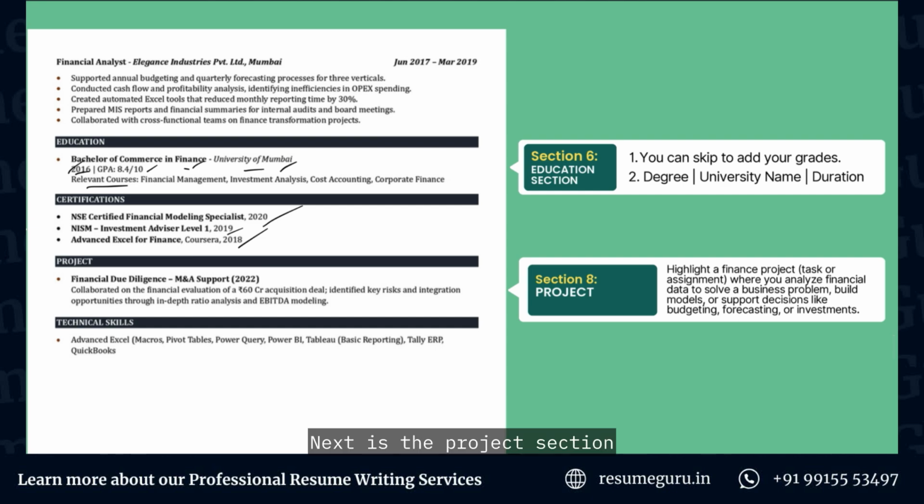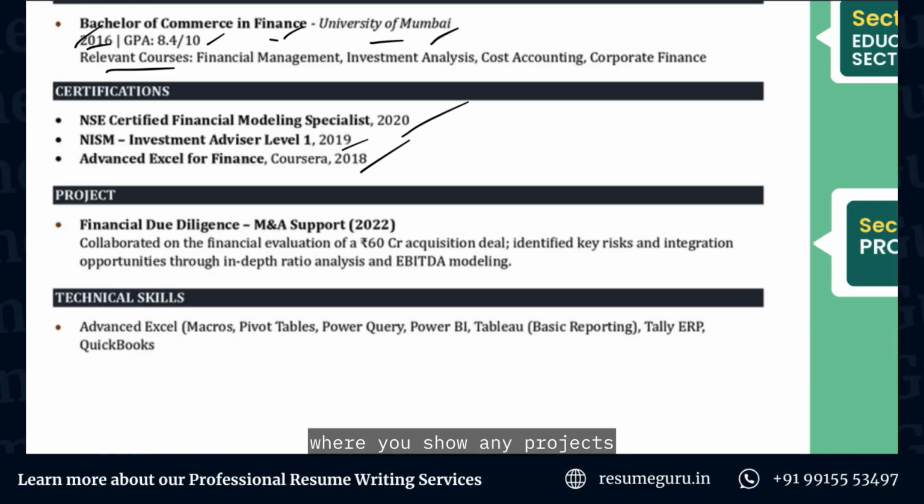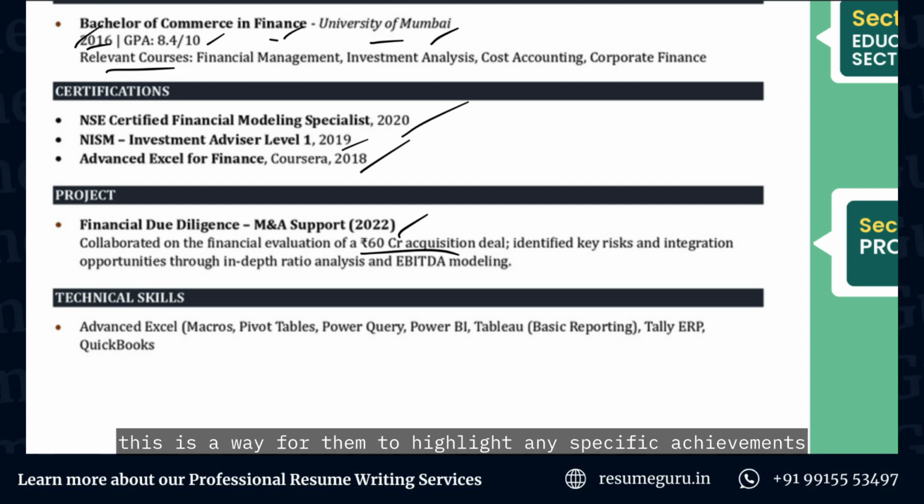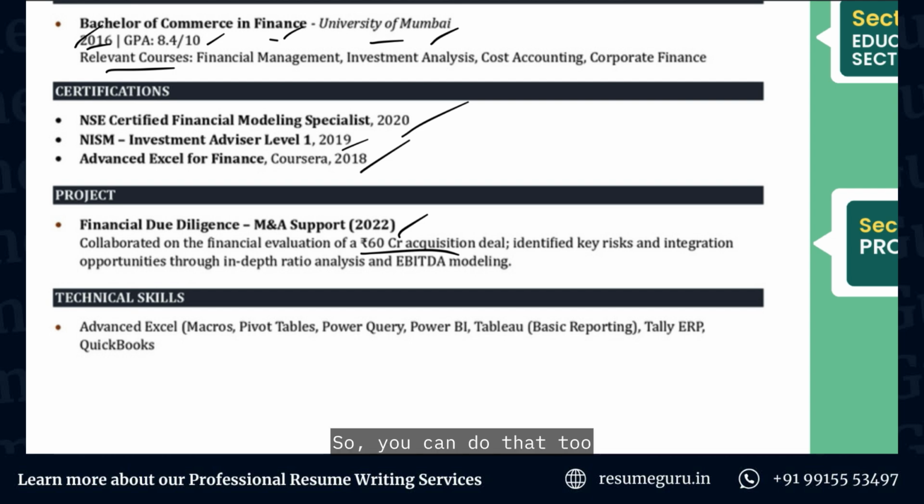Next is the project section. A project section is where you show any projects that you have done for yourself as a part of a course or for the company. Now this is a great way to show your competence and what all you have done. It's a good replacement for experience also if you don't have experience. For this client, they have mentioned financial due diligence, M&A support. Collaborated on the financial evaluation of a 60 crore acquisition deal. Now this is great. This is a way for them to highlight any specific achievements or core contributions they have made to any specific project. So you can do that too.